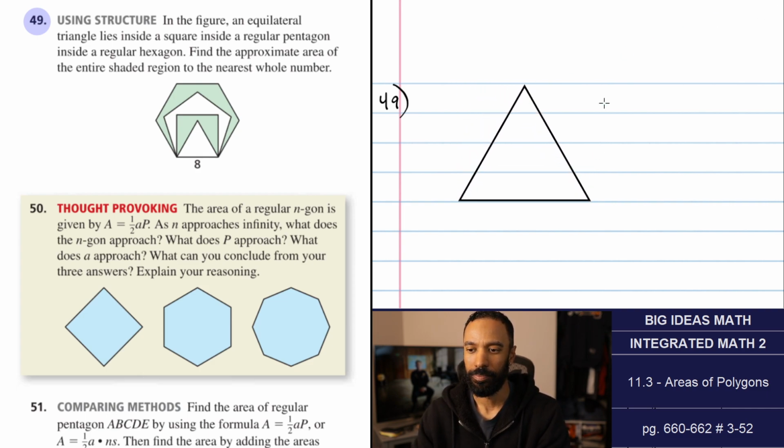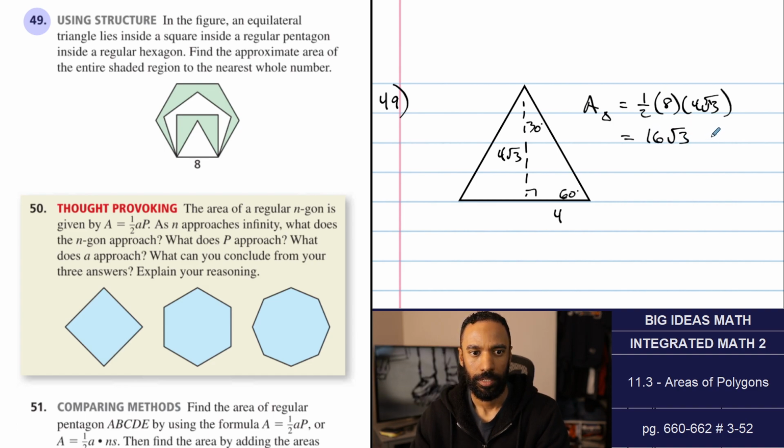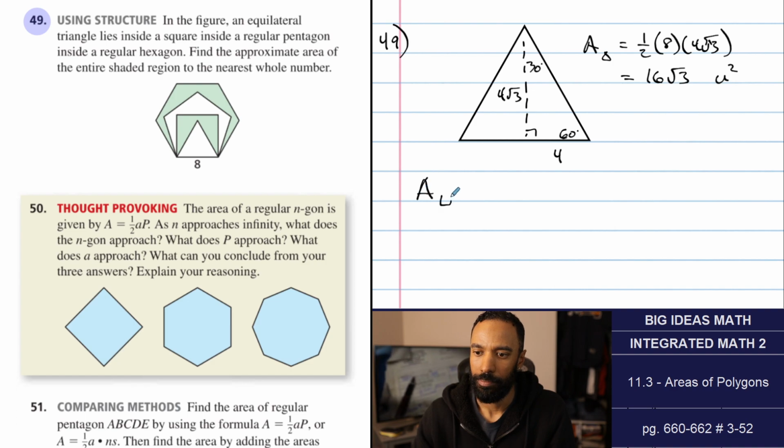So, the triangle, I'm not even going to do the 1/2 apothem times perimeter. I'm going to do this. 30, 60, 90. It's an equilateral. Half of 8 is 4. So this is 4 root 3. So the area of the triangle is 1/2 base of 8, right? That's still the whole base, times height of 4 root 3. And that's going to be 16 root 3 square units. It doesn't really say what it is. No rounding. The area of the square is 8 squared, which is 64.